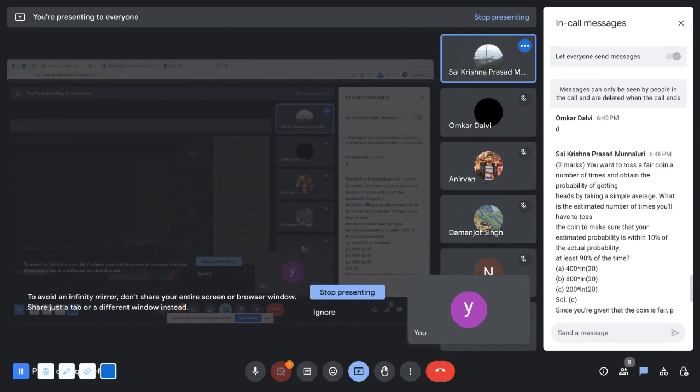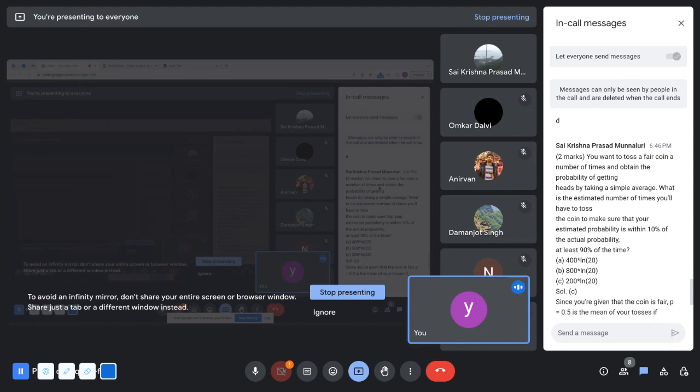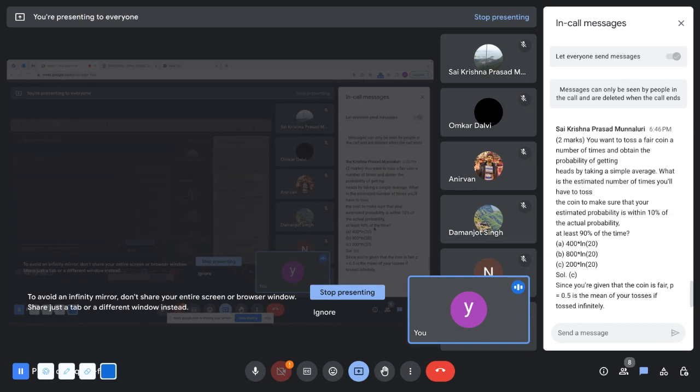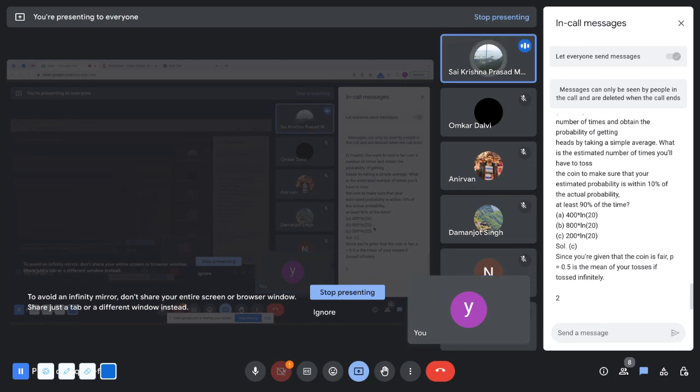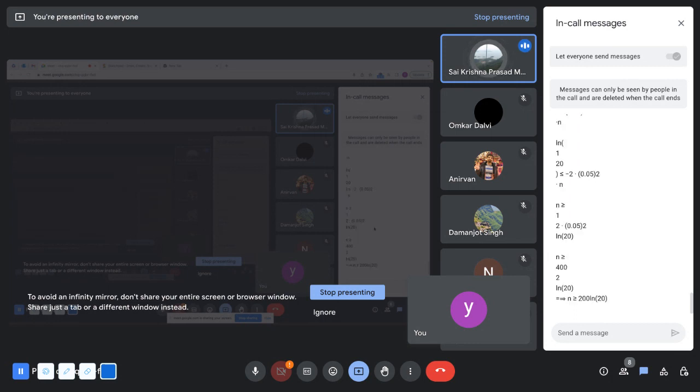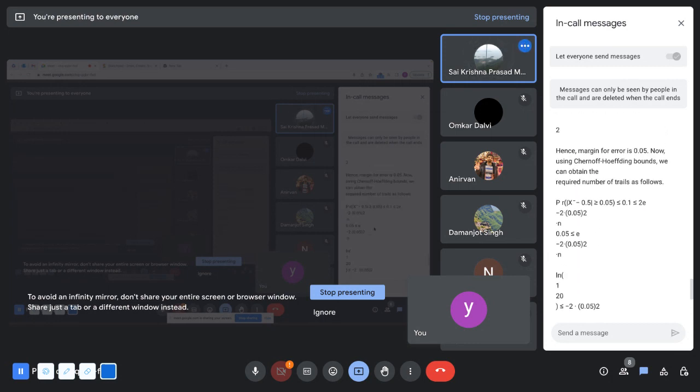So you want to toss a fair coin a number of times and obtain the probability of getting heads by simply taking the average. What is the estimated number of times you will have to toss the coin to make sure the estimated probability is within 10% of the actual probability at least 90% of the time? It's basically the Chernoff inequality that is being used, but what I could not get is how we are calculating the margin. Where is the margin here?